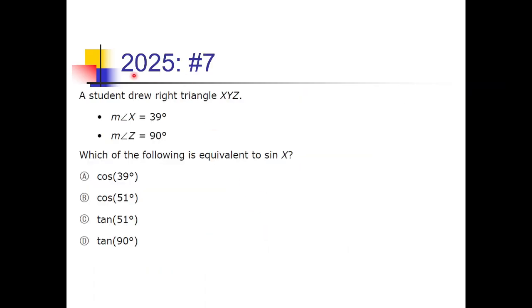For this problem, we're told that a student drew right triangle XYZ, and it had these angles. X was 39 and Z was our right angle of 90 degrees. We want to know which is equivalent to the sine of X based off of that.